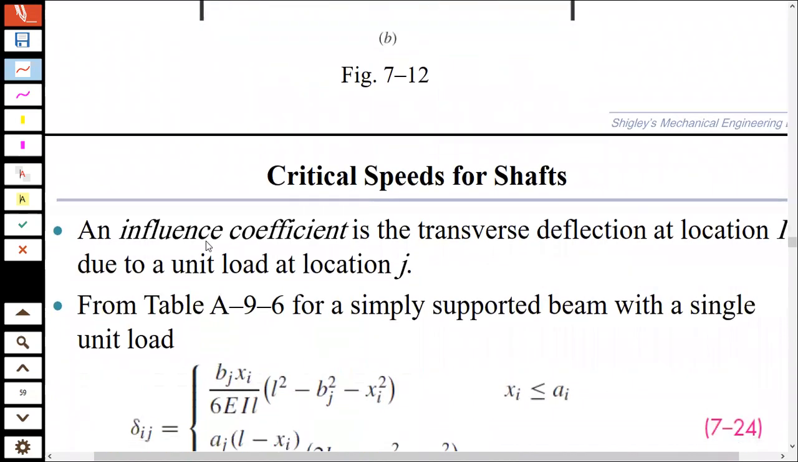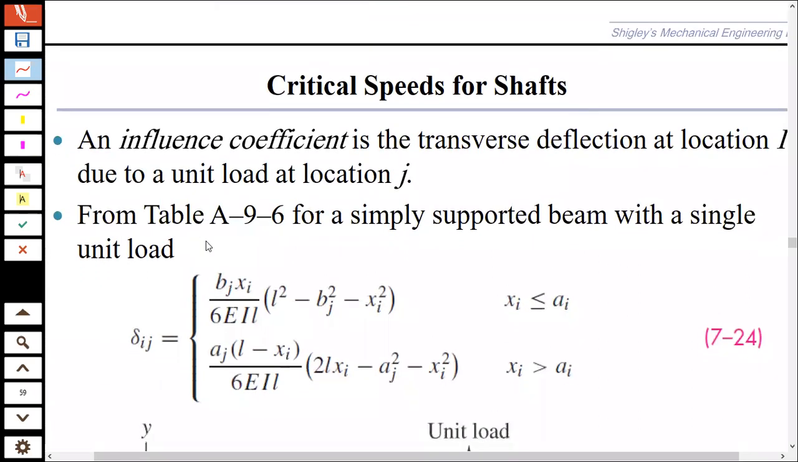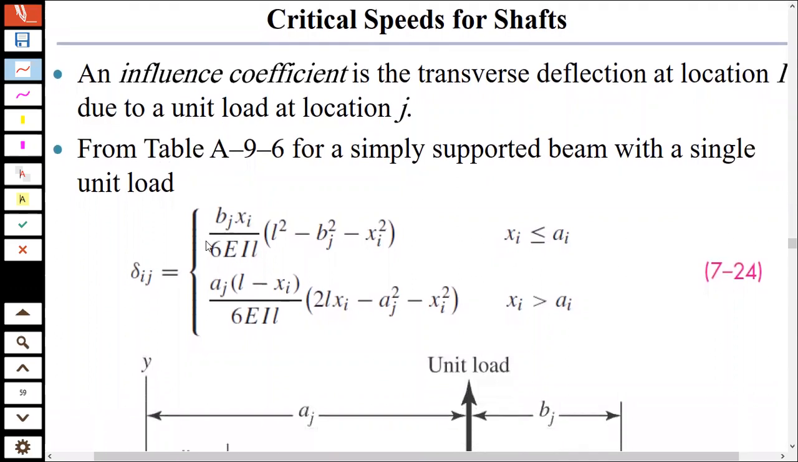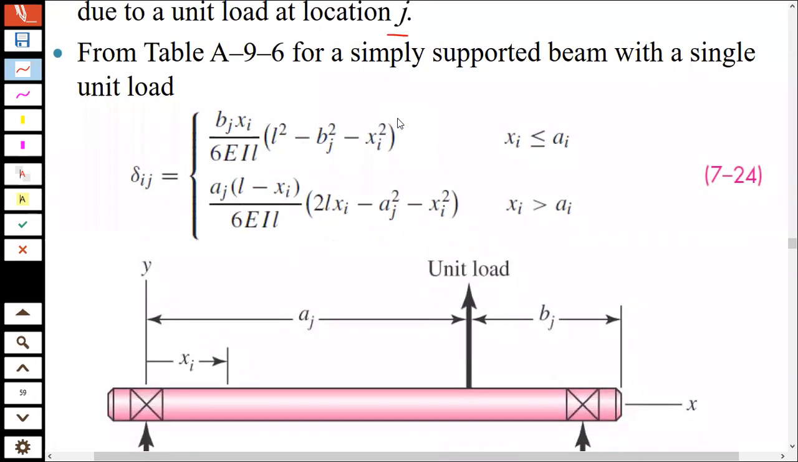For this, there is an influence coefficient that we use, and that is the transverse deflection at location i. This is a small i. At location i due to a unit load at location j. What we mean here is, let's say, for example, we have a shaft over here.